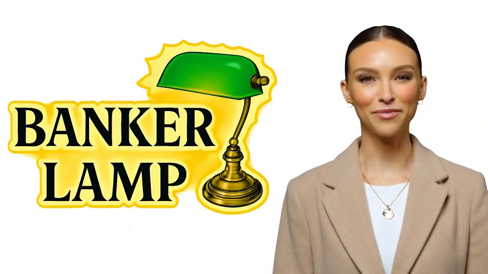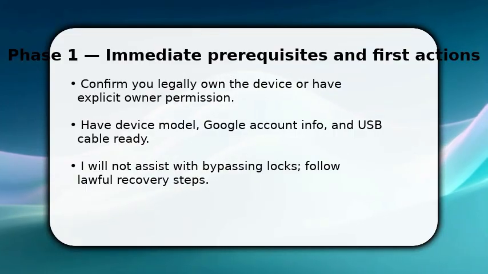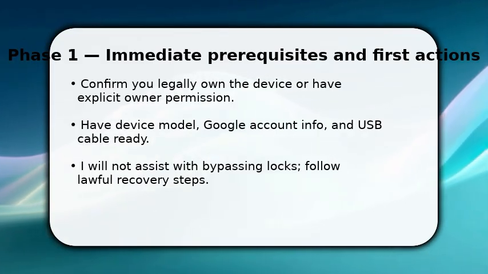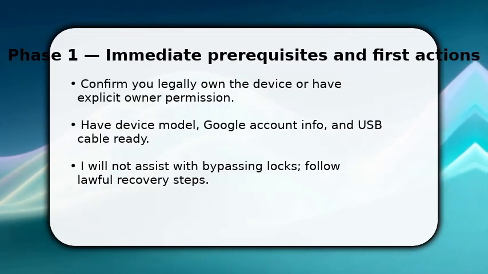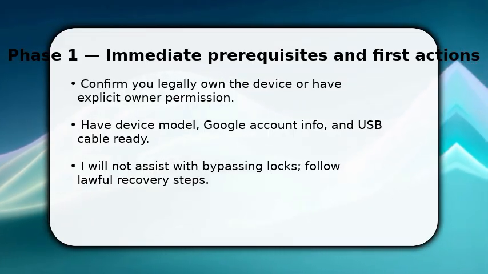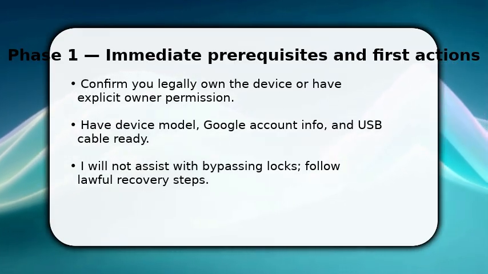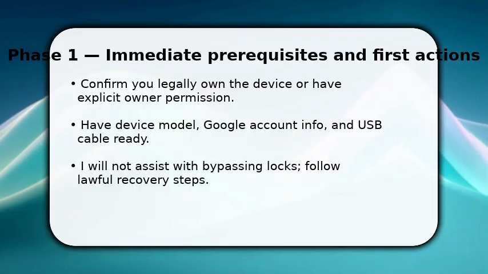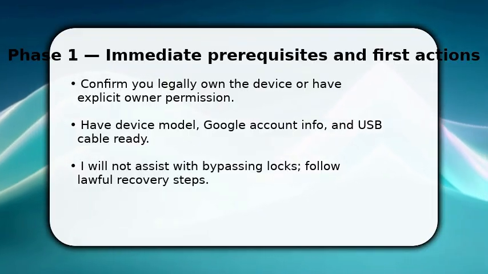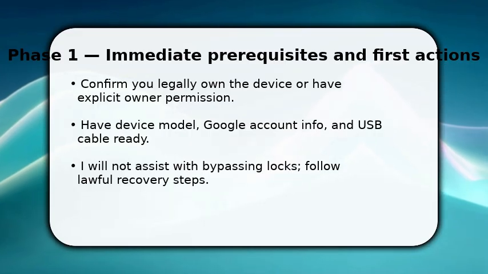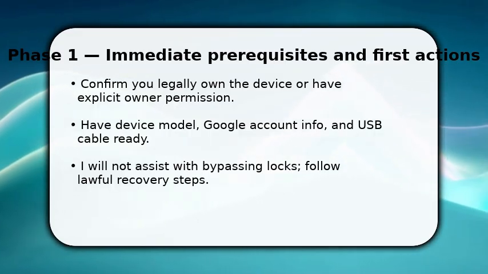Please enjoy the video. You must start by confirming ownership and your right to access this phone. I cannot help you bypass security. Once done, gather the model name, the Google account email tied to the device, and a USB cable for support or data transfer. Make sure to note whether Find My Device or a manufacturer account, Samsung, Huawei, etc., is active. These facts determine lawful recovery options.